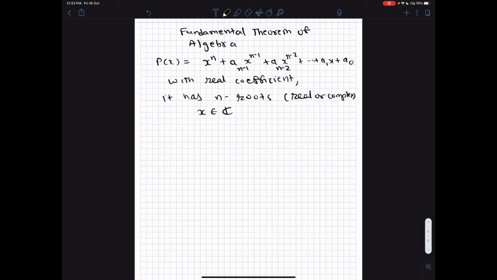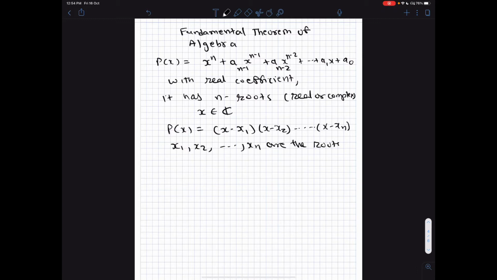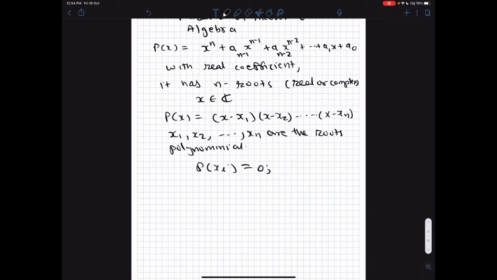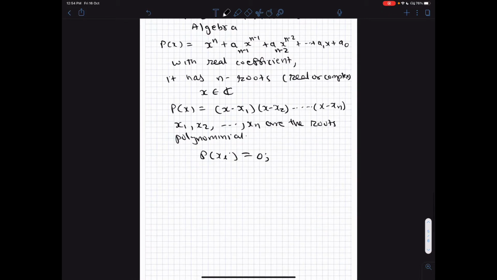So what I am trying to say is you can factorize p of x as (x minus x1) into (x minus x2) and so on, a product up to (x minus xn), where x1, x2, up to xn are the roots of the polynomial, which means that p of xi is equal to 0. So this kind of factorization is what we are trying to give here.